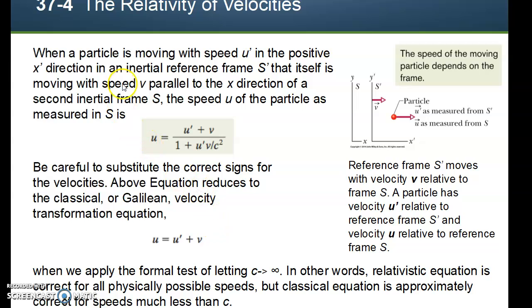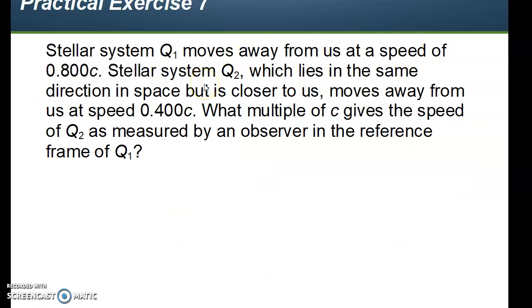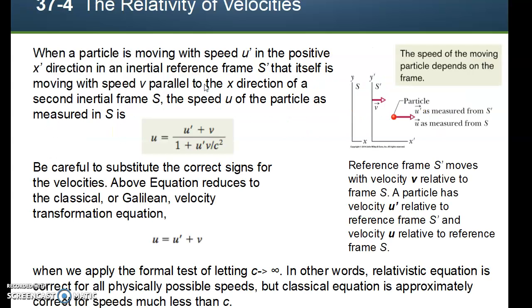So, when a particle is moving with speed u prime in the positive x direction in an inertial reference frame, S prime, that itself is moving with the speed v parallel to the direction x, the speed u is measured as follows. Okay, so now we're talking about two different ones, both moving. This is u equals u prime plus v, divided by 1 plus u prime times v divided by c squared. Be careful to substitute the correct signs for the velocities.